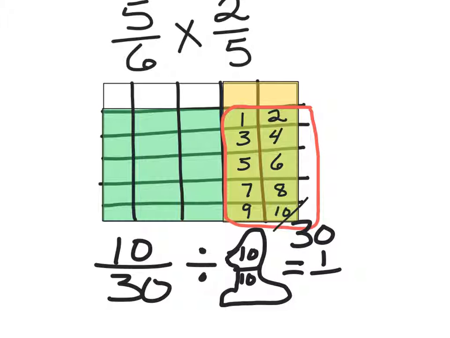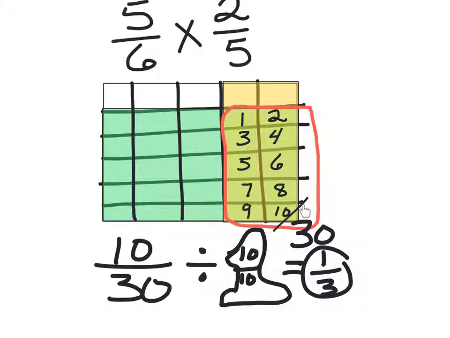And then right here, 30 divided by 10 is going to give you 3, right? And you end up with 1/3. Now that is the simplified form of 10/30ths. You did not have to simplify. However, I like you to know how to do it. All right? So that is your answer.